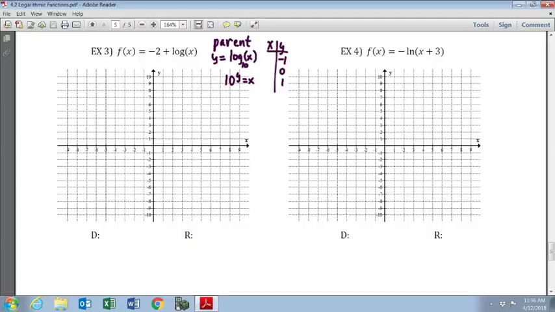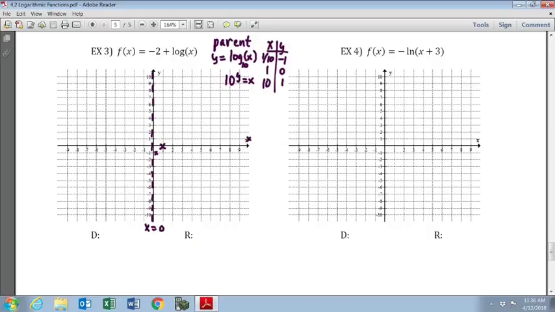When we plug in 0, we're going to get 1. 10 to the 0 power is 1. When we plug in 1 for y, x will equal 10 to the first power, which is 10. And we know this other value will be the reciprocal of 10. Let's go ahead and plot those points and put in our asymptote.